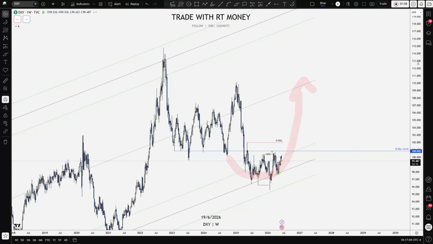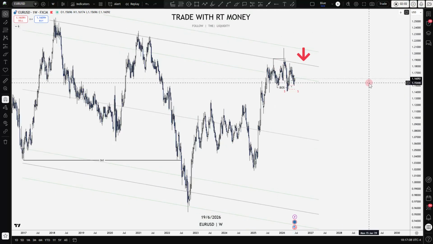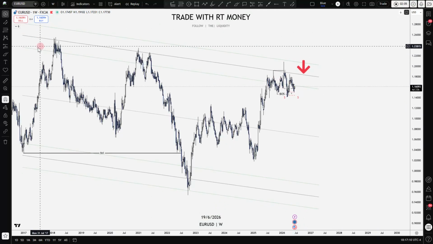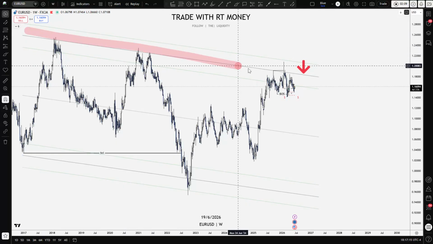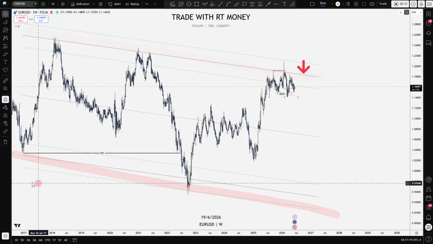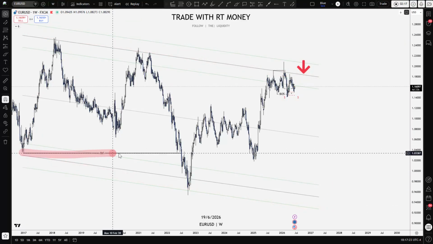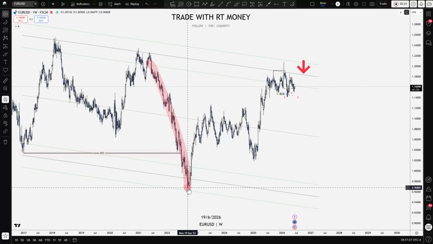Now, let's go back to the Euro USD. That would mean the opposite here, right? We are at the top of a descending channel, right? Obviously. And the last break of market structure on this time frame, the weekly time frame, was a bearish one. So we can expect prices to continue to move lower, all right?